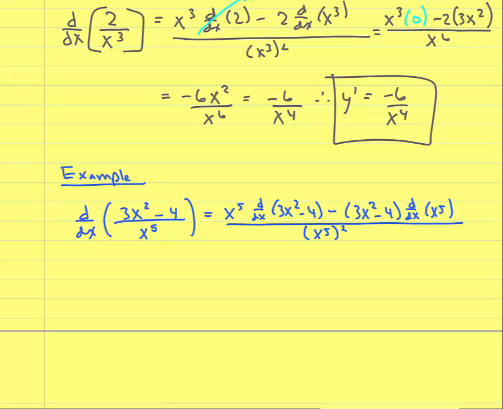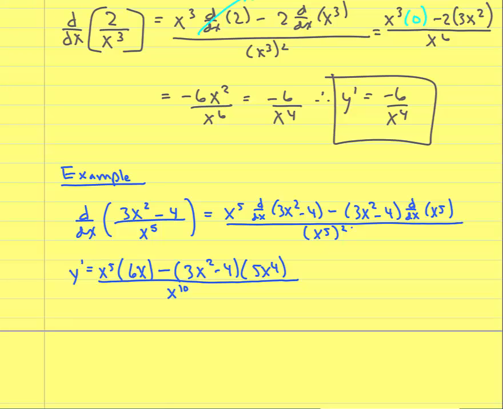So now we're ready to simplify this. So I'm going to call this y prime equals x to the 5th. The derivative of 3x squared is 6x. The derivative of a minus 4 is 0. The derivative of a constant is 0. Minus parenthesis 3x squared minus 4. The derivative of x to the 5th is 5x to the 4th. And this is all over x to the 10th.